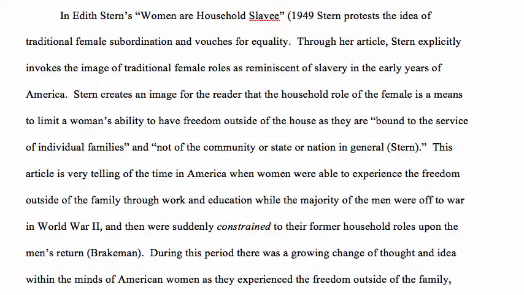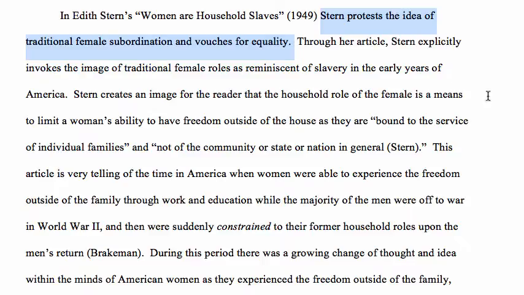I hope I remember the date. I think she said 49. So that would be the correct way to format that. But the point is that she's got the title of the artifact and the date. She uses both terms, and she tells us where the piece falls on the spectrum. Stern is protesting traditional subordination and arguing for equality.